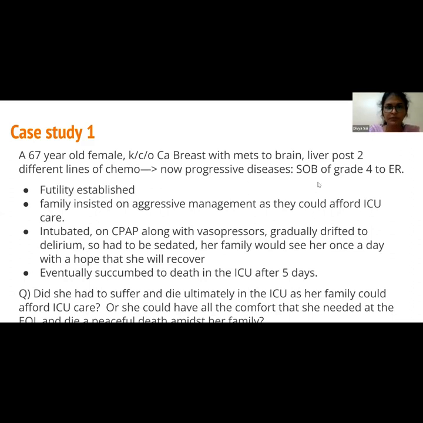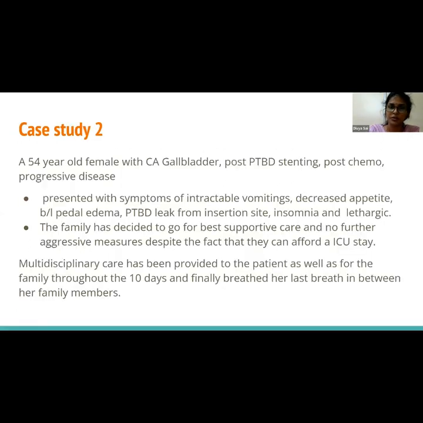Case discussion two. She is a 54-year-old female with carcinoma gallbladder, post-PTBD stenting, chemo, and progressive disease. She presented with features of intractable vomiting, decreased appetite, bilateral pedal edema, PTBD insertion leak, insomnia, and lethargy, but the family decided to go for best supportive care without further aggressive measures, despite the fact that they could afford ICU care. Here, multidisciplinary care was provided to the patient as well as the family. Psychotherapeutic consults were sought. She was given ultimate care and finally breathed her last in the middle of her family members.